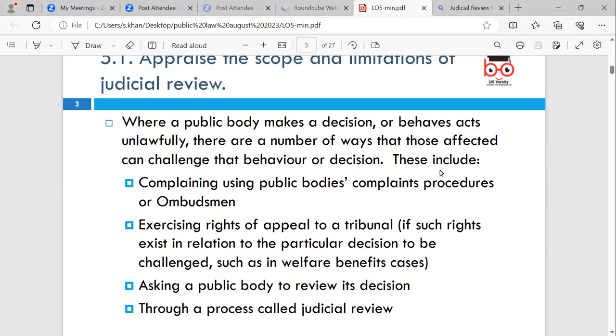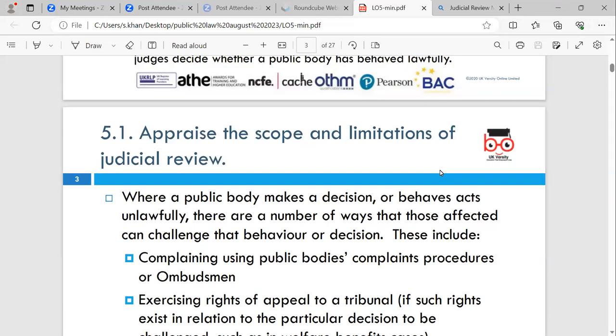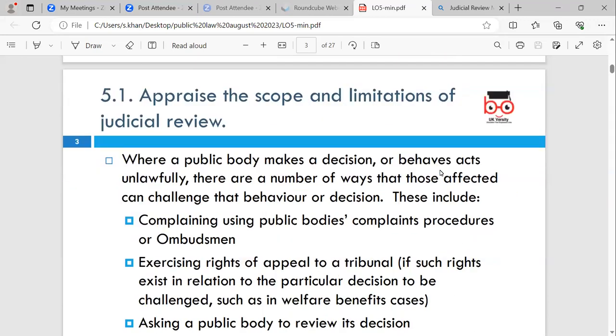So just a little bit, again, on the limitations of judicial review. Judicial review is a type of legal case where a judge or judges review the lawfulness of a decision or action made by a public authority. Public authorities include local councils, government departments, ministers, police forces, regulators and health authorities. So there's a variety of different bodies that fall within the definition of public body.